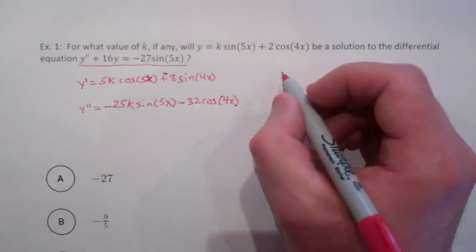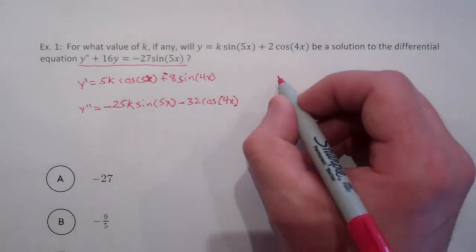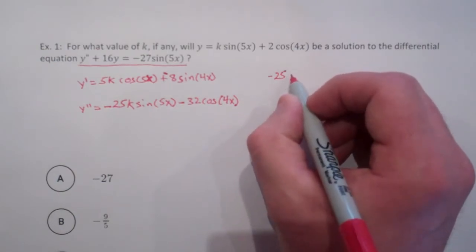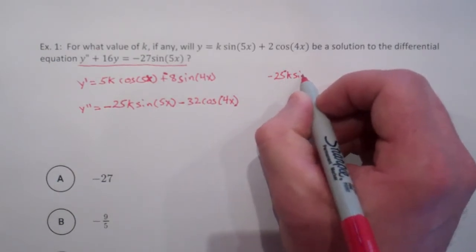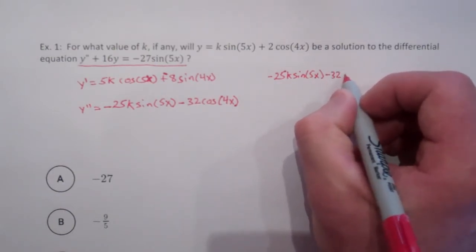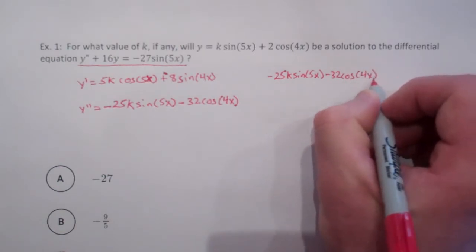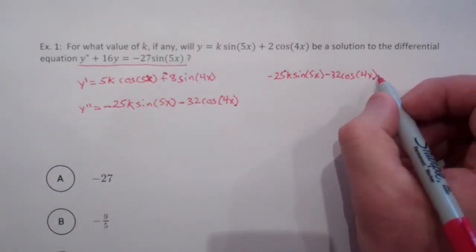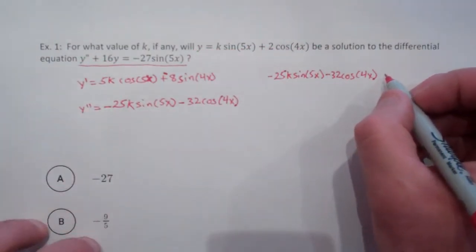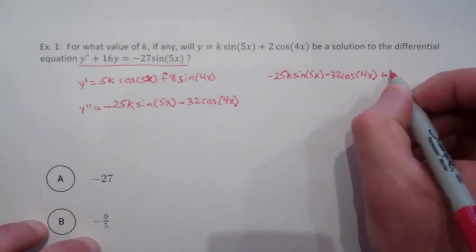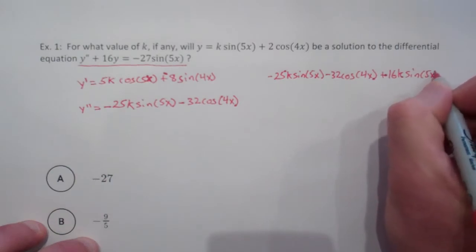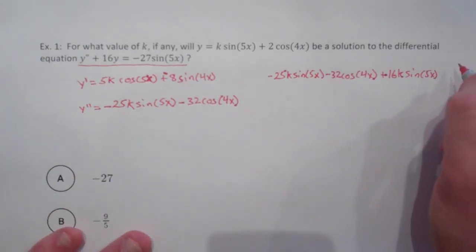The next part is to take this second derivative and substitute it in. So I'm going to write that work here on the right hand side and continue that vertically. So I have negative 25k times the sine of 5x minus 32 times the cosine of 4x, and then I need plus 16 times y. So I'll just distribute the 16 all the way through, and we'll wind up with 16k times the sine of 5x. Starting to run out of room here.